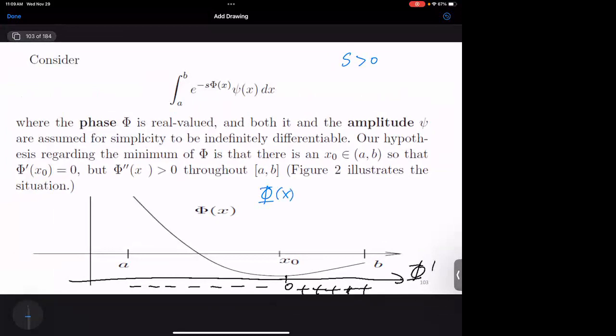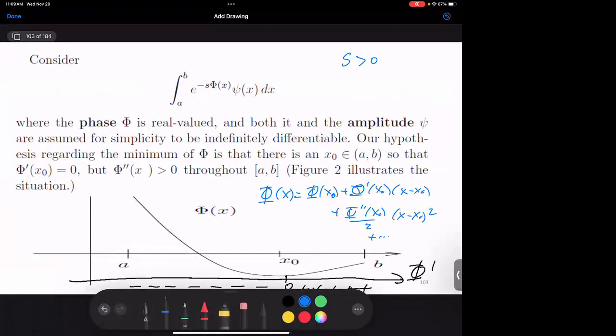phi prime of x naught is 0. So we know this term doesn't contribute. Phi of x naught is just a constant. So if I multiply things by s, so I'll put an s here, I'll put an s here, I'll put an s here, I'll put an s here.